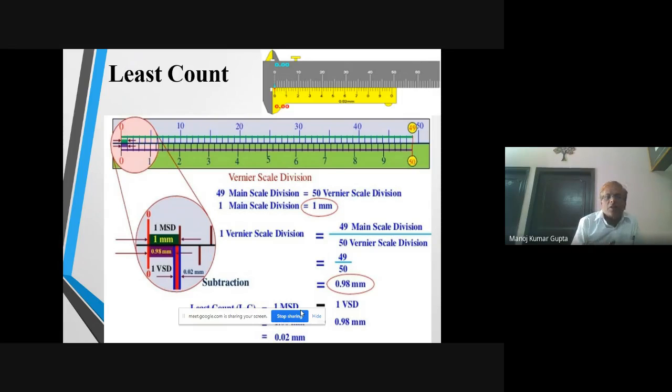I think now it will be clear to you how we calculate the least count of a vernier caliper. We take main scale divisions and vernier scale divisions. We equate them and calculate the least count from 1 MSD minus 1 VSD.